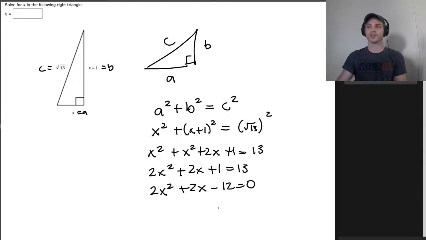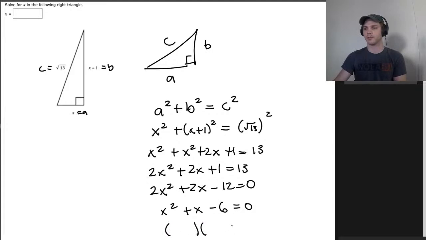I know that the solutions to this equation are the same as the solutions to this equation. I'm dividing both sides of this by 2. Zero divided by 2 is 0, and obviously all of these coefficients here, 2, 2, and negative 12, are all divisible by 2, so I just divided both sides of this equation by 2. These two equations have the same solutions. And then I can solve this by factoring, I think.